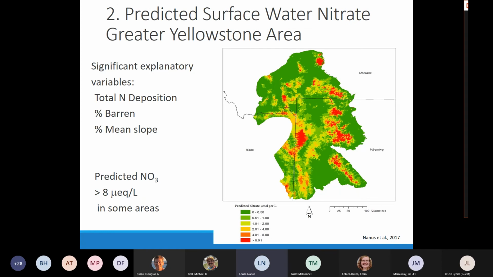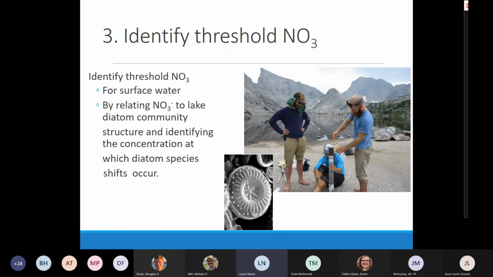So this map represents predicted surface water nitrate across the Greater Yellowstone area, with predicted nitrate being greater than 8 microequivalents per liter in some areas. This is based on the regression model. The next step was to identify a threshold nitrate for surface water by relating nitrate to lake diatom community structure and identifying the concentration at which diatom species shifts occur.